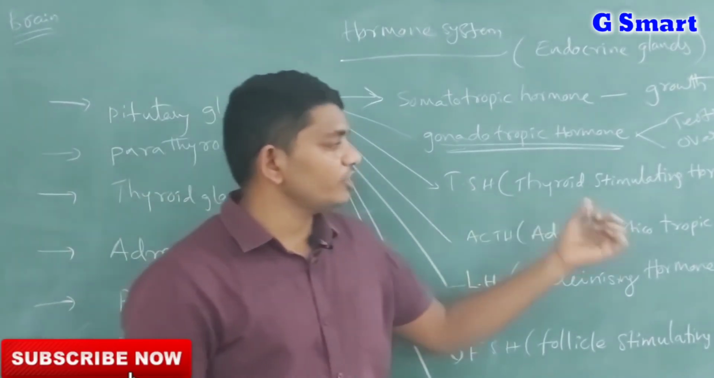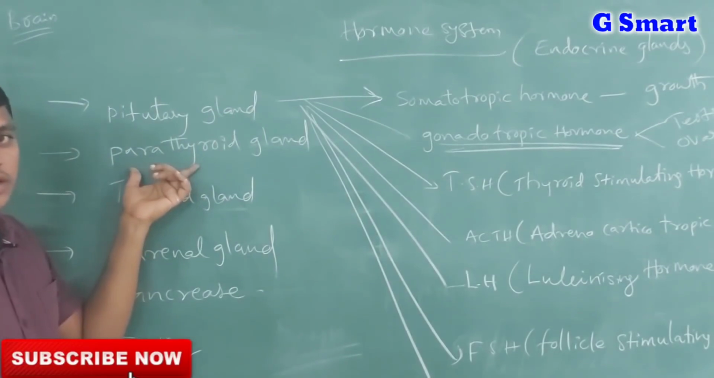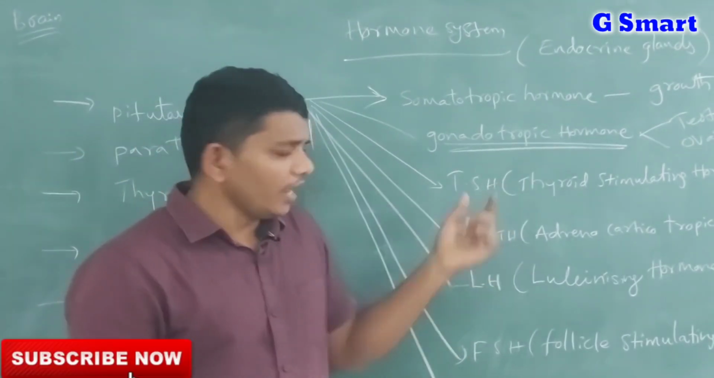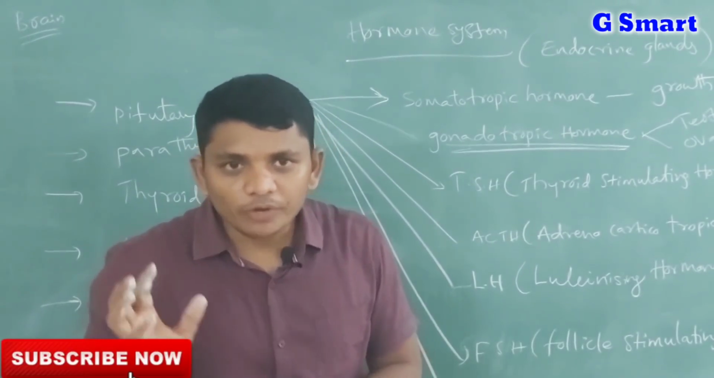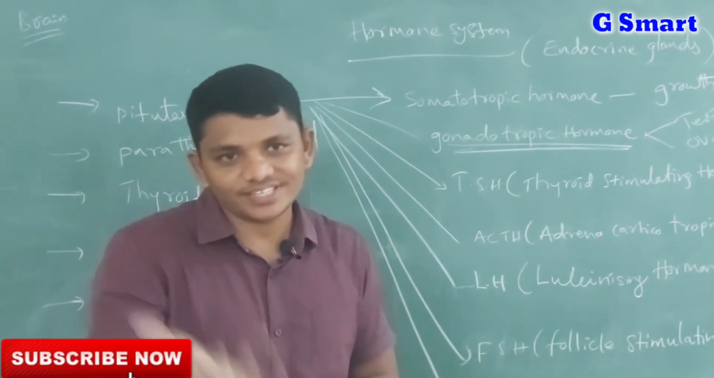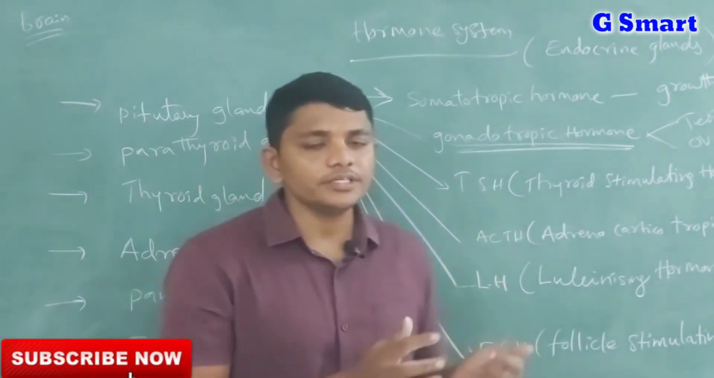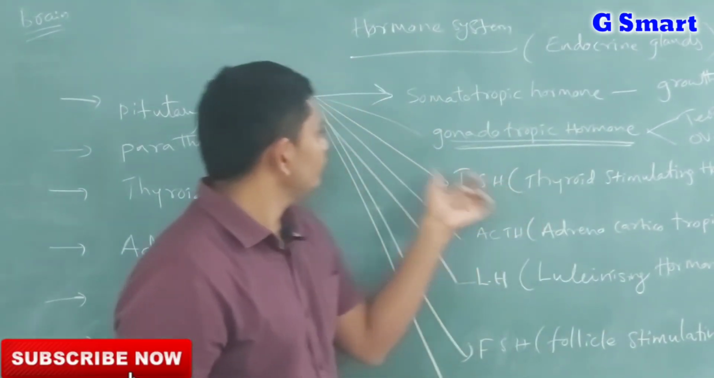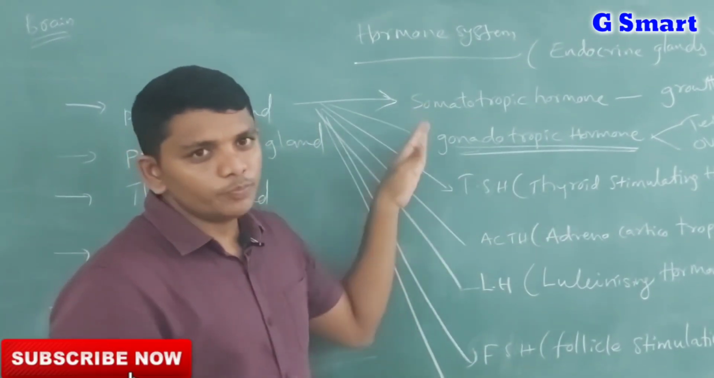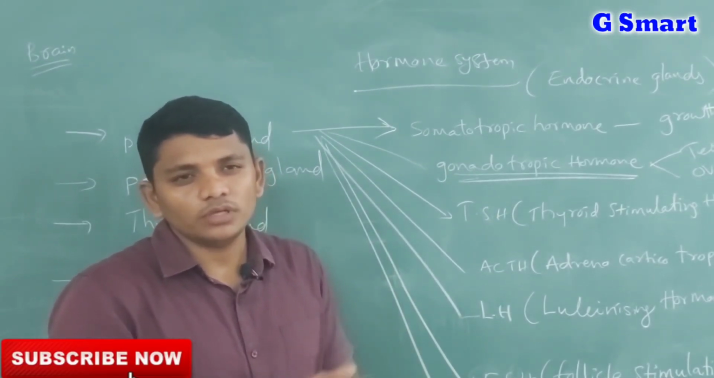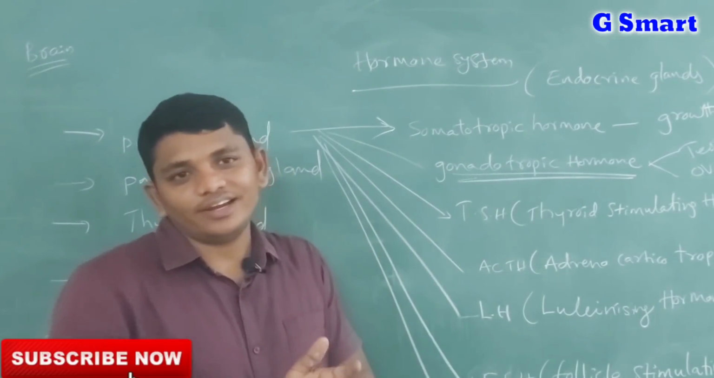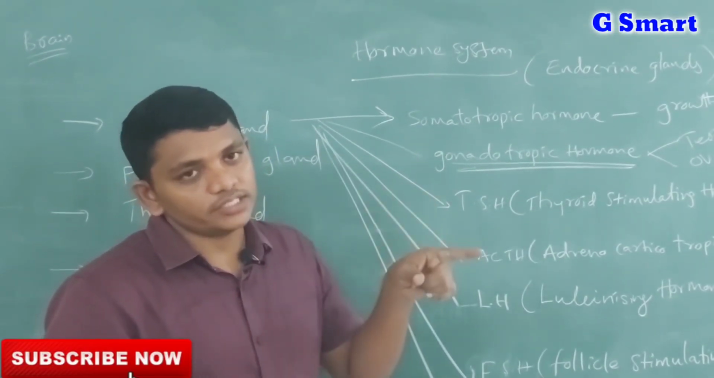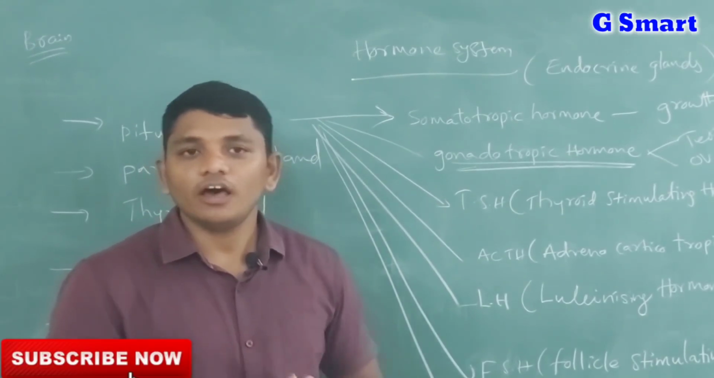And third one is TSH, thyroid stimulating hormone. The thyroid gland is also an endocrine gland, but this TSH is released by the pituitary gland, and it stimulates the thyroid gland for its functions. So the main purpose of TSH is to motivate the thyroid gland. This is coming from the pituitary gland, which releases various hormones that work on other endocrine glands. That is why it is called the master gland. It influences all the glands in the hormone system.